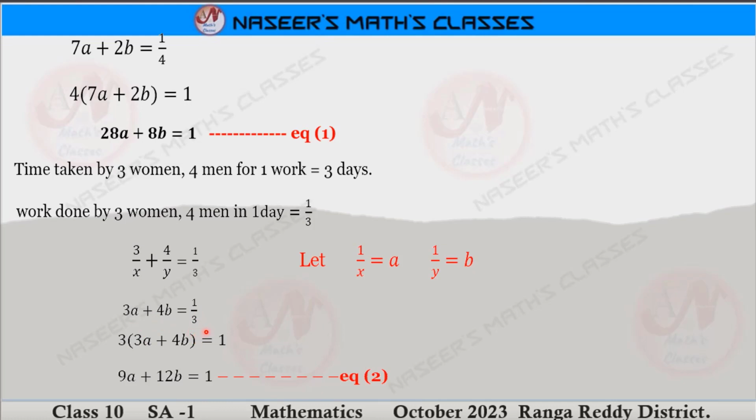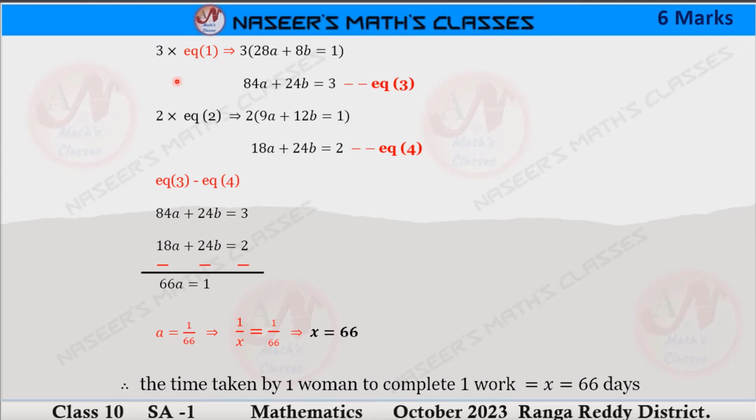Now we transpose 3 from the denominator to the LHS. Then we can write it as 3 times 3a plus 4b is equal to 1. By applying the distributive law, we can write 3 into 3a as 9a plus 3 into 4b as 12b, which is equal to 1. Let this one be equation 2.